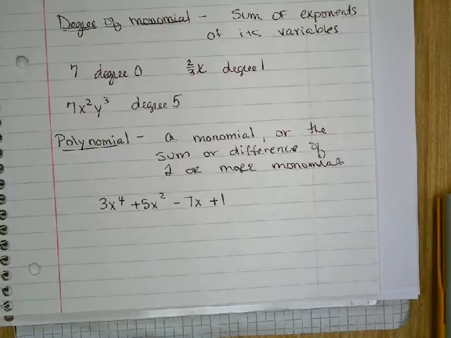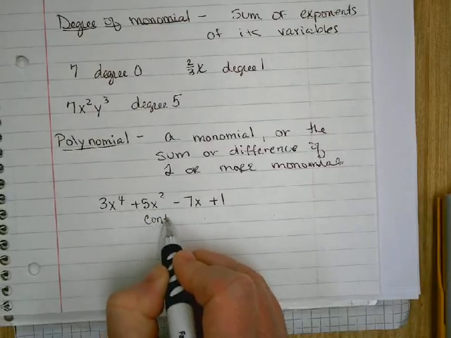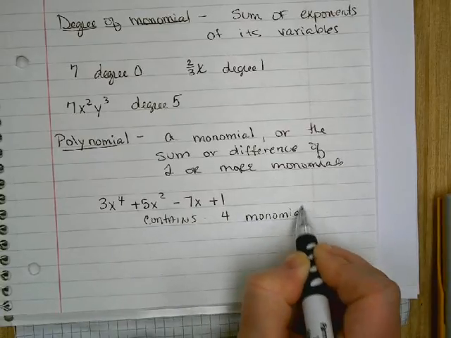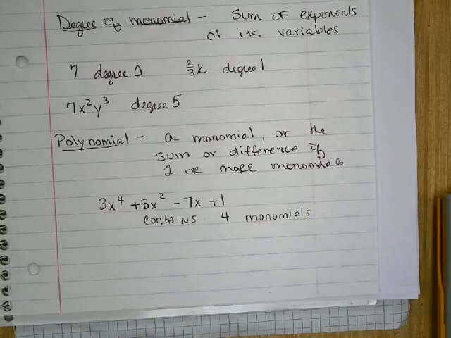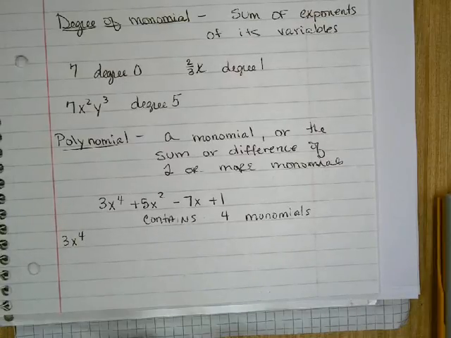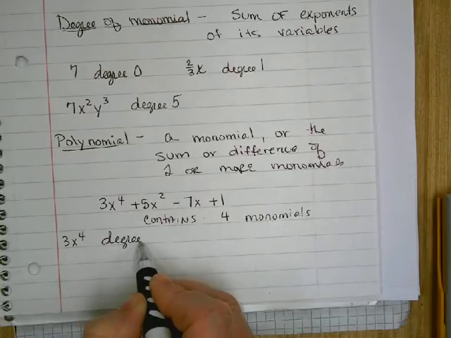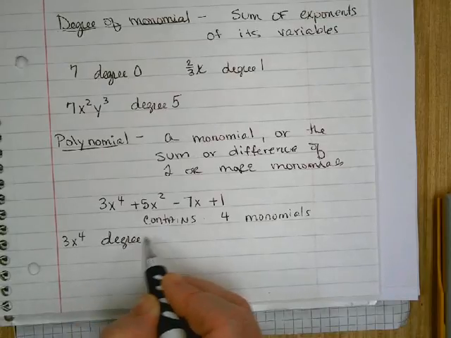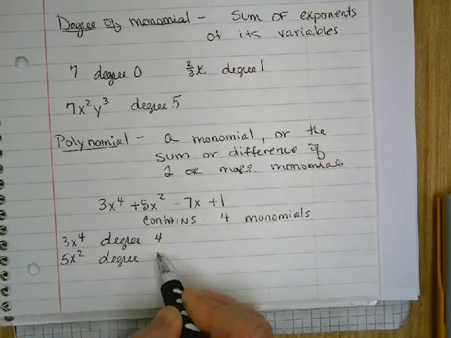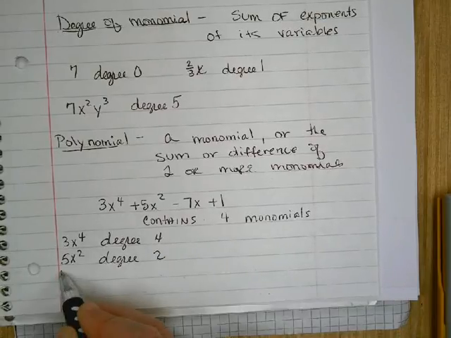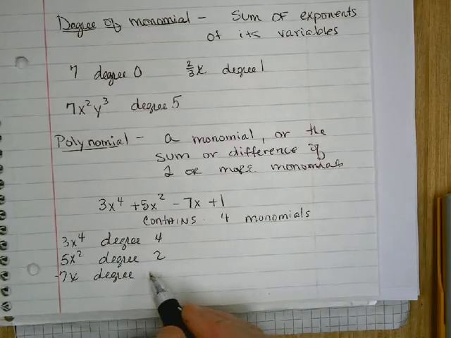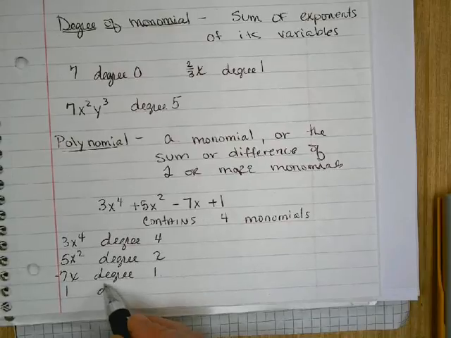This polynomial contains 4 monomials. Let's talk about each monomial. 3x to the 4th is a monomial. What's its degree? 4. 5x squared is a monomial. What's its degree? Negative 7x or 7x is degree what? 1. And the number 1 is degree 0.